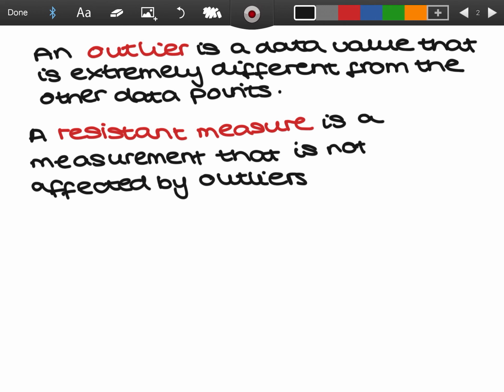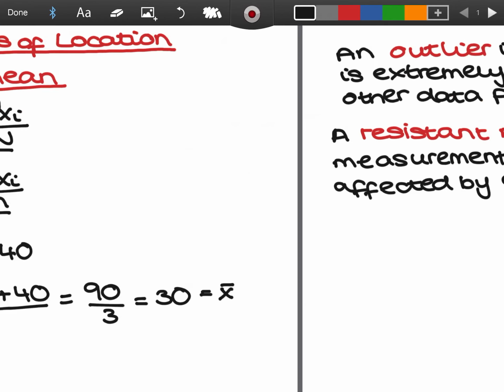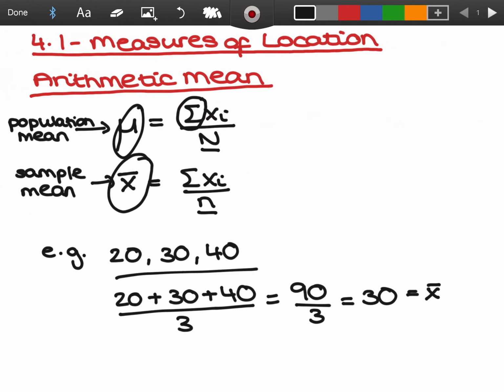Now, the first thing that we've looked at here is the arithmetic mean, the normal mean and average that we're used to taking. Is that a resistant measure? Let's come back to my small example here. If I had instead 20, 30 and 140, that 140 would be a major outlier. It's way different to my other data points, which means that my mean of 30 would change dramatically.